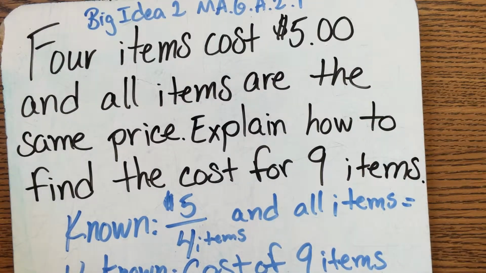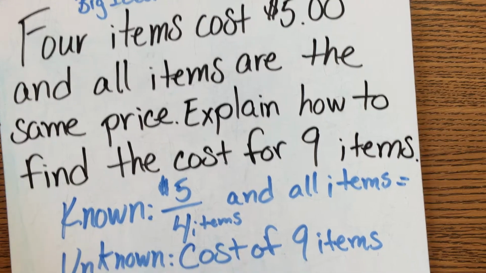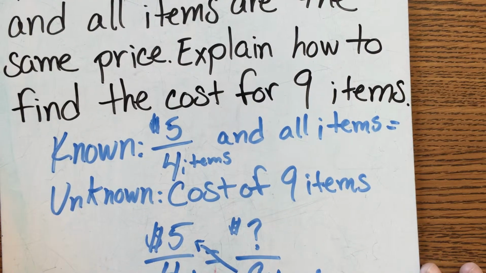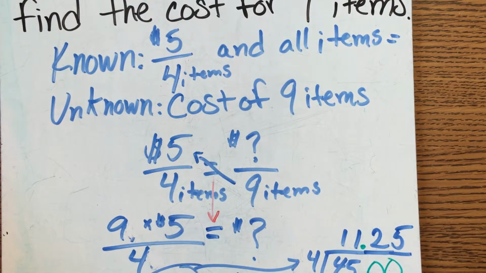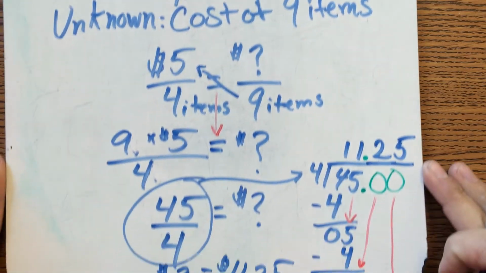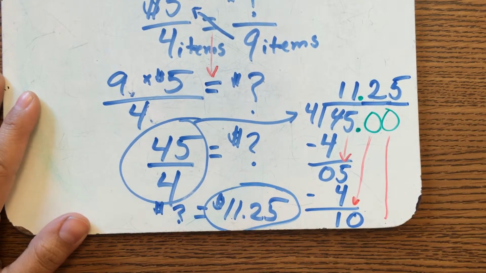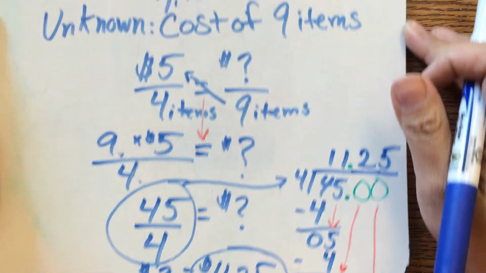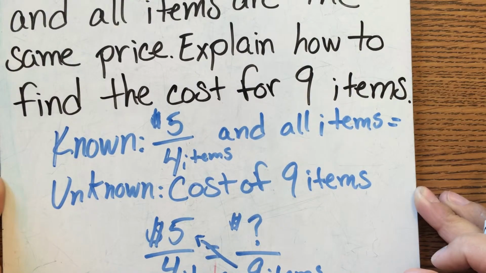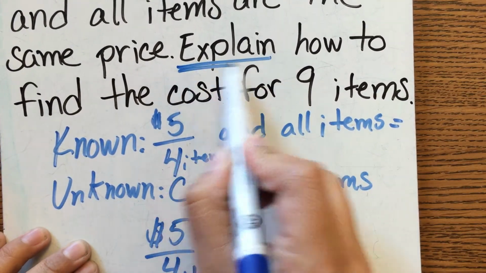4 items cost $5 and all items are the same price. Explain how to find the cost for 9 items. We used known and unknown to set up a relationship between 2 ratios. We cross multiplied and we got 9 items costs $11.25. That's the answer, but that's not the whole answer because it says explain how.